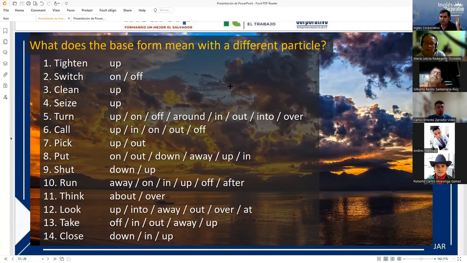When the smaller pieces of a machine get stuck and they don't move anymore, we say that they seize up. Turn up is to be present. Turn on, start the operation of a machine. Turn off, terminate the operation of the machine.